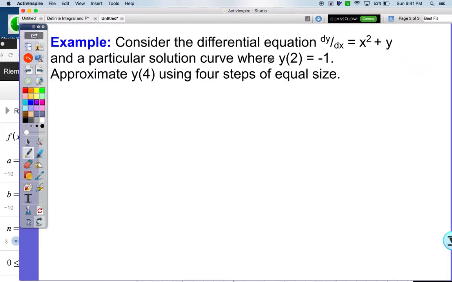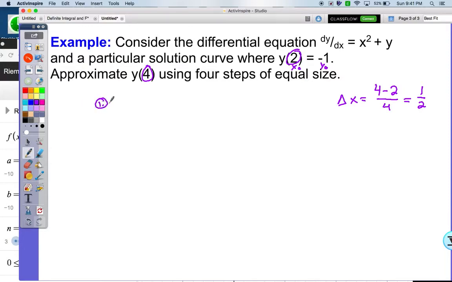Particular solution where the y value at an x value of 2, so your x sub 0, y sub 0, is negative 1. And I want to approximate y sub 4 using 4 steps of equal size. So I'm going from an x value of 2 to an x value of 4 using 4 steps. So my delta x would be (4 minus 2) over 4, and so it turns out on this one, my delta x is still 1/2. All right, so we have 4 steps.